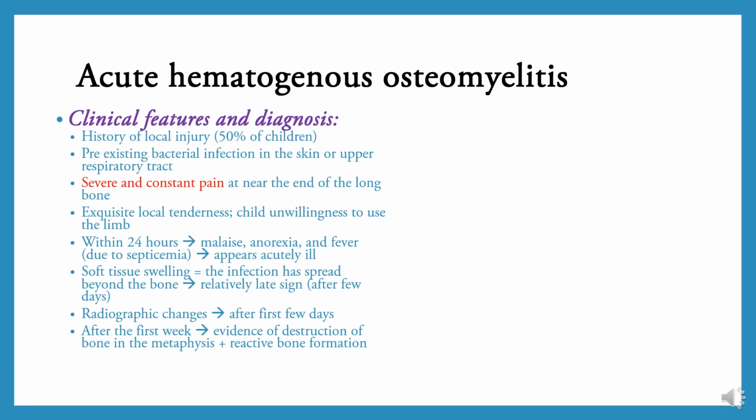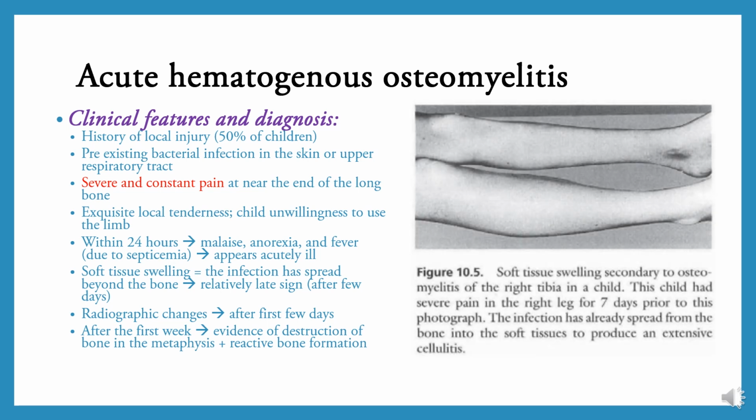Clinical features and diagnosis of acute hematogenous osteomyelitis: 50% have a history of local injury in children. Pre-existing bacterial infection in the skin or upper respiratory tract, severe and constant pain, exquisite local tenderness. Within 24 hours, there is malaise, anorexia, and fever, soft tissue swelling, radiographic changes after the first few days, and after the first week, there is evidence of destruction of bone in metaphysis and reactive bone formation.